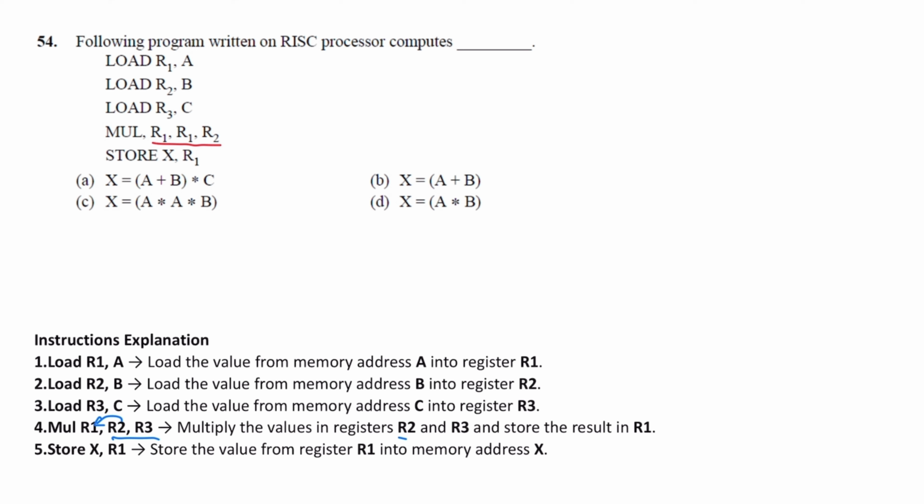In the question it has been given: multiply R1, R2 and store the result in R1. So the correct option is store X, R1, which stores the value from register R1 to memory address X. Therefore X contains R1 multiplied with R2. X is equal to A star B. Correct option is D.